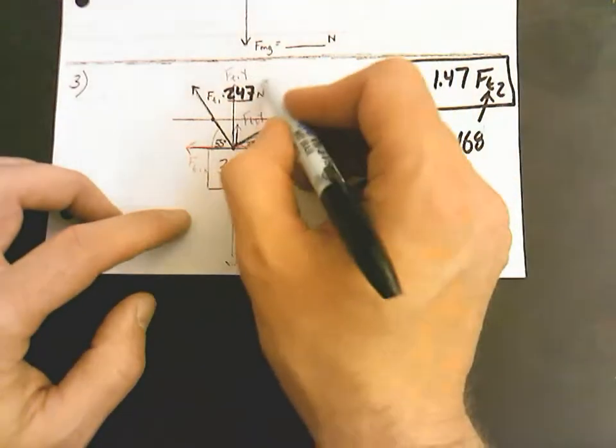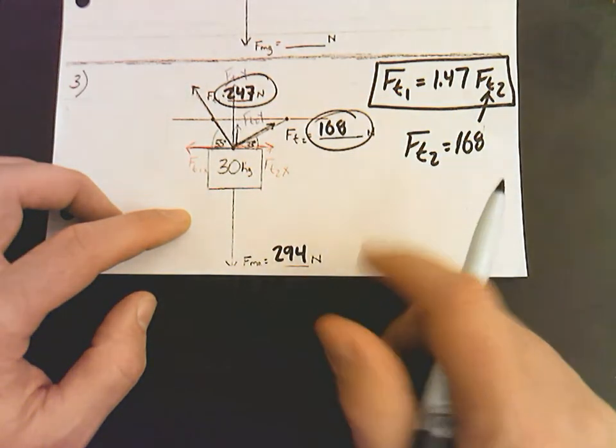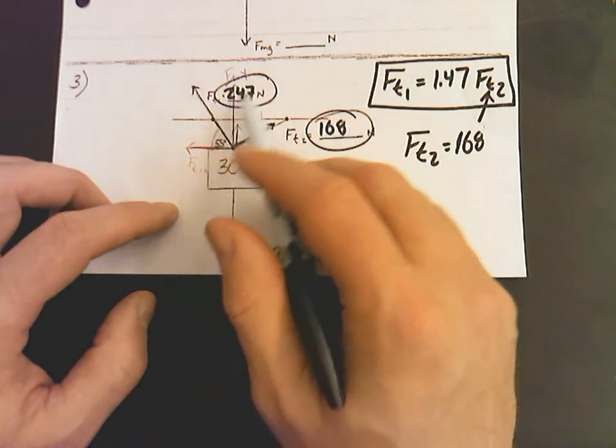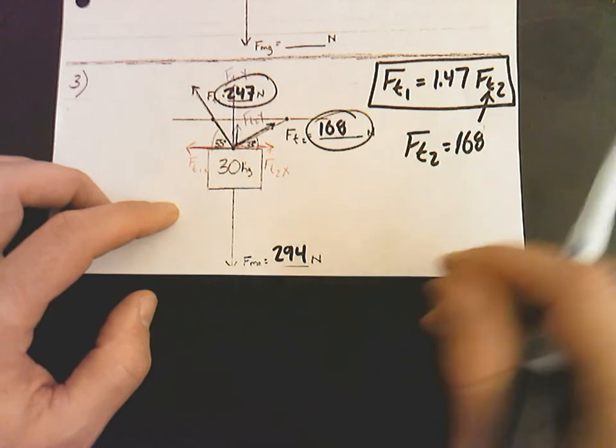But it works, and we checked it, so these are our answers for the tensions. And the shorter cable did have more tension. The greater the angle with the x-axis, the more tension you get.